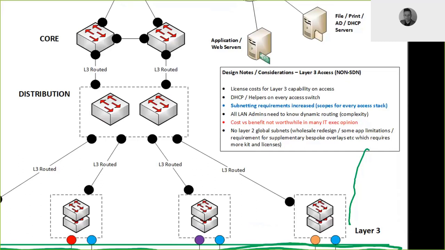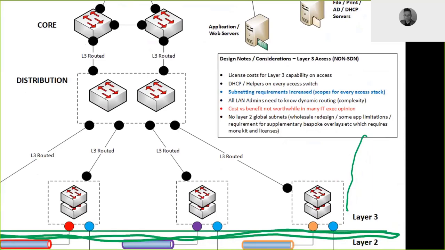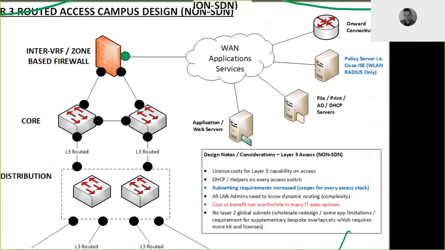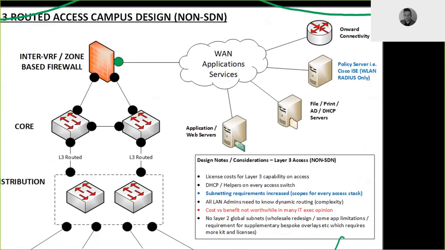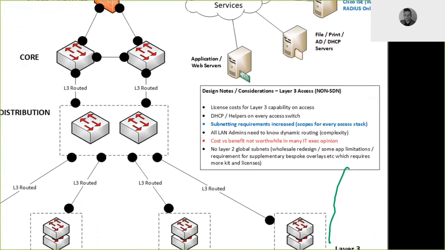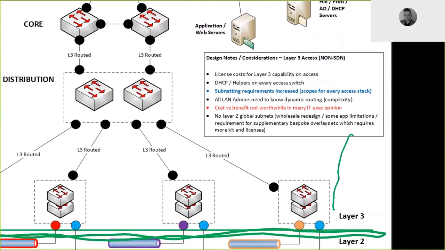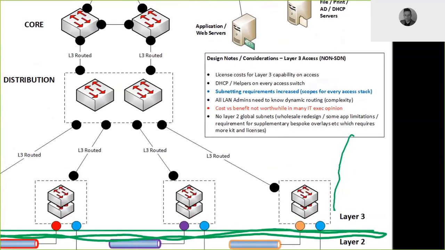If we move down the list, the different considerations are not all bad, they're just considerations. For example, DHCP helpers. Instead of configuring the DHCP IP helpers to point to the file, print, AD, DHCP server where that's located, for the end user to get an IP address, you would need to configure that on every single access layer switch, or a DHCP scope on every single access layer switch. That's really administrative overhead that people didn't want.